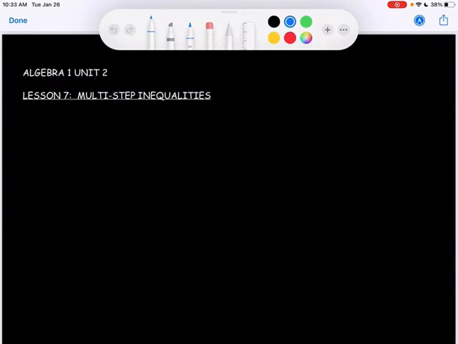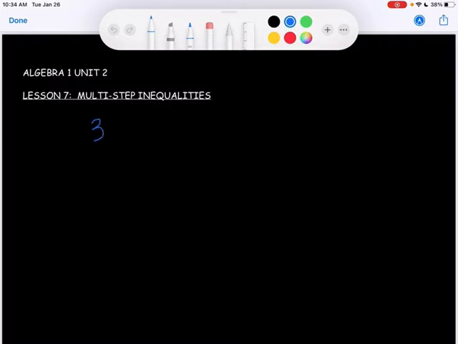Today I'm going to look at multi-step inequalities. If you're following along in the book, this is from Algebra 1, Unit 2, and we're on Lesson 7. So we've looked at simple step inequalities. Now we're just doing inequalities that have a couple more steps, just like equations, but everything else is the same.